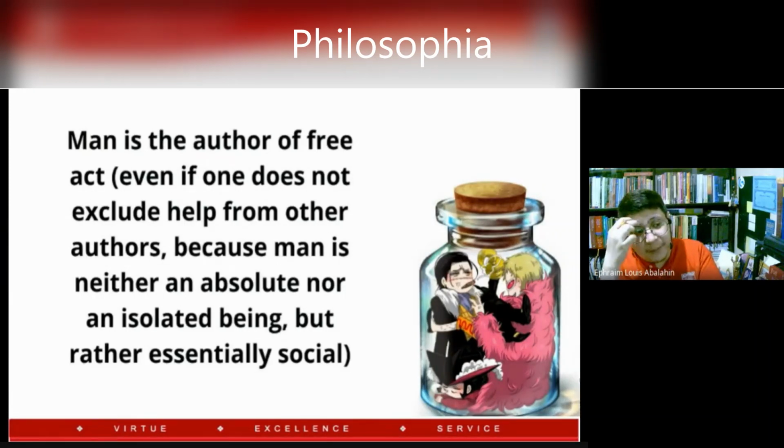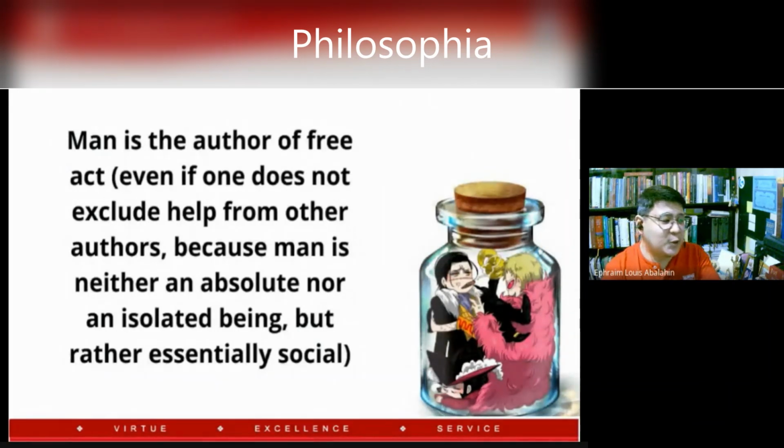Kaya pala, diyan papasok si concept na responsibility. If the human person is the author of the free act, there is only one person who is responsible for the action. The human person who performed the act himself or herself. It's not God who is responsible for that. It's not the angels. It's not the devil. It's you. It's the self, the human person. Sabi dyan, no, even if one does not exclude help from others.